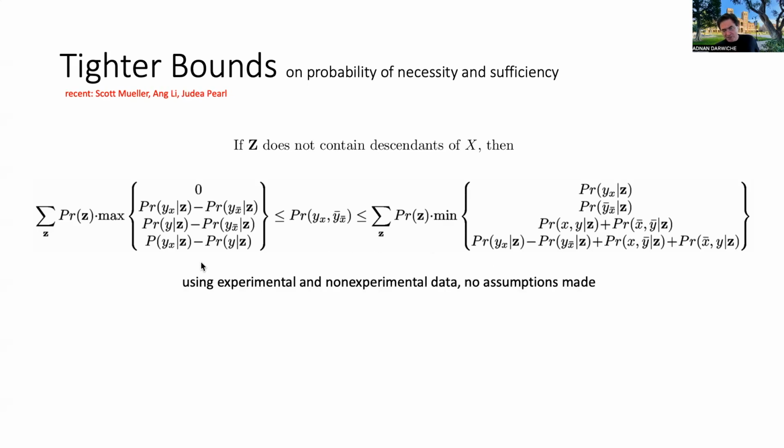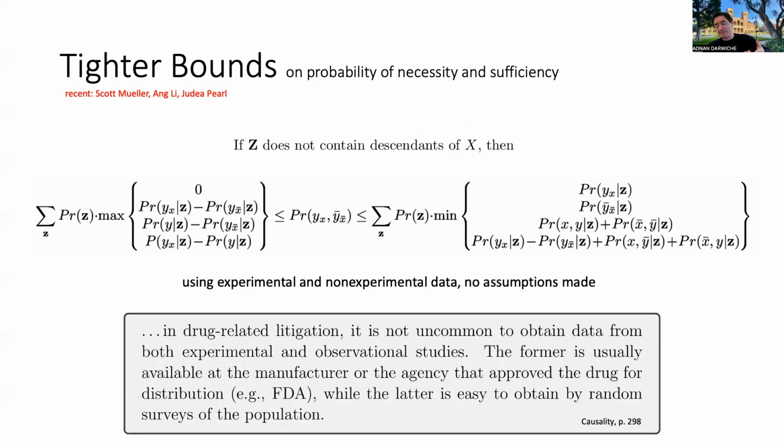Let me also emphasize that we're now using both experimental and non-experimental data. No assumptions made. Okay, is this an assumption? Yes, we're just assuming that Z does not contain any descendants. Really very weak. This is a passage from the Causality book about this combined data. And then I'll show you a very simple example of combined data before we end.